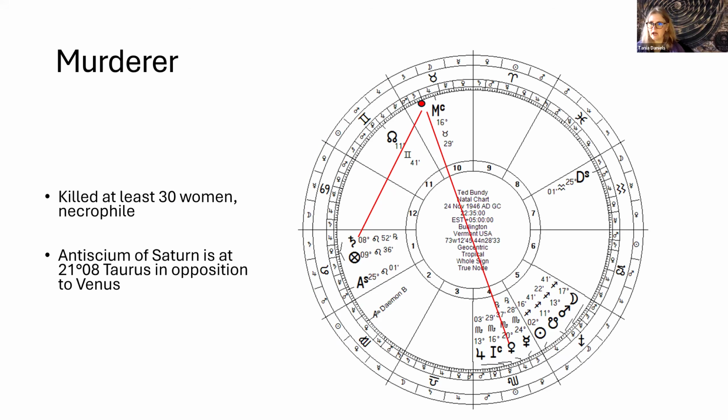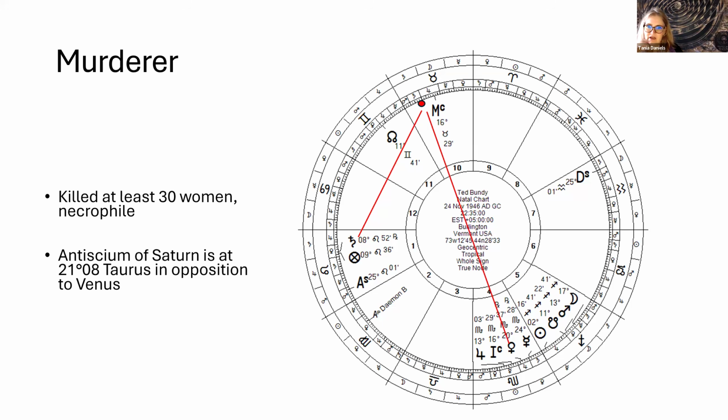That's Ted Bundy. I'm sure everybody knows who this horrific being was. He killed at least 30 women, and he was a necrophile, so he even had sex with their cadavers or corpses. A really horrific person. Interesting is, not surprisingly, he has Saturn in the first house, not on the ascendant, but in the first house, which Saturn has to do with this necrophilism, right?